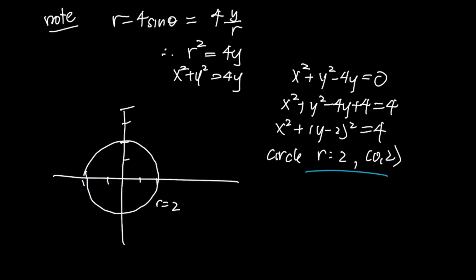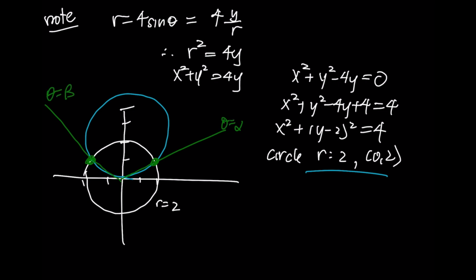This other circle has a center of (0, 2) and a radius of 2. So it looks something like this. And what we are doing is trying to integrate along some angular region where those two curves intersect. So this would be some angle theta equals alpha, and theta equals beta.